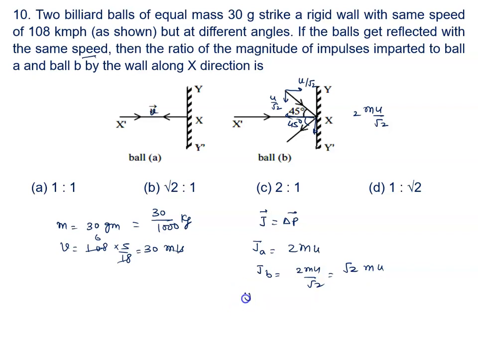Now we have to calculate impulse of A upon impulse of B. So it is 2mu upon root 2 mu. We will calculate, it is given by root 2 by 1. So the right answer of this problem will be option B, that is root 2 is to 1.